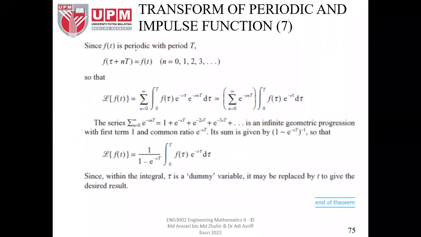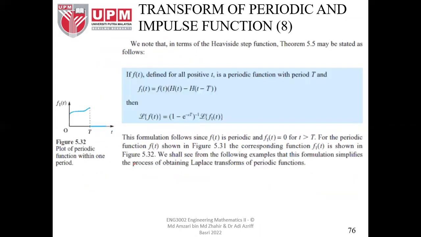Okay, so since the function is periodic with period T, where n is 0, 1, 2, 3, the function from 0 to T is f(t). This will be simplified to something like this. Tau is a dummy variable, which may be replaced to give the desired result. In terms of the Heaviside function, this theorem can be simplified to something like this. The first function f1(t) equals f(t) times the Heaviside function, and when we take the Laplace transform, F(s) becomes (1 - e^(-sT))^(-1) times the Laplace transform of f1(t).